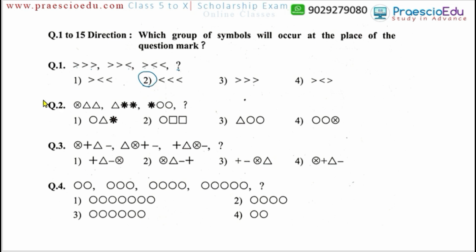Now question number 2. Here there is one symbol, a circle with a cross inside, then two triangles. Now the triangle is moving toward the left side. Instead of two, now there is only one, so both places of the triangle are filled up with a new symbol.